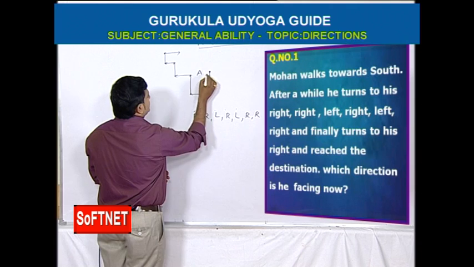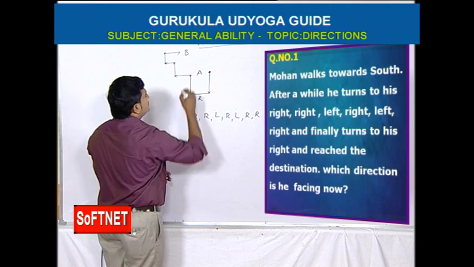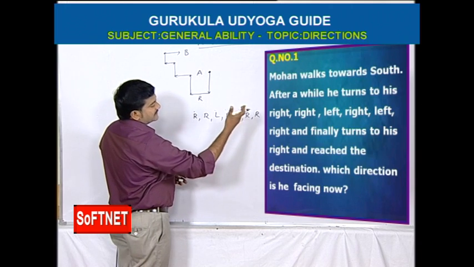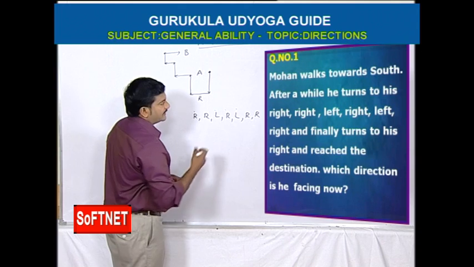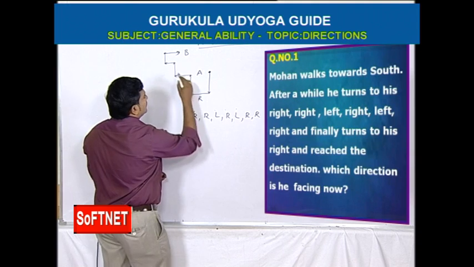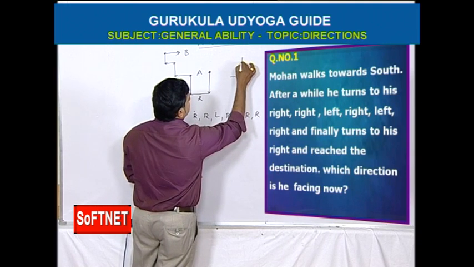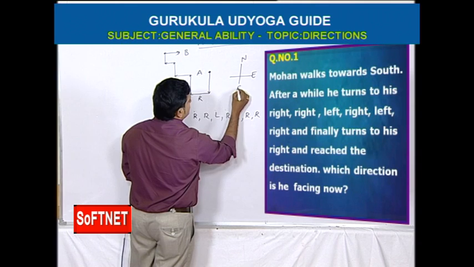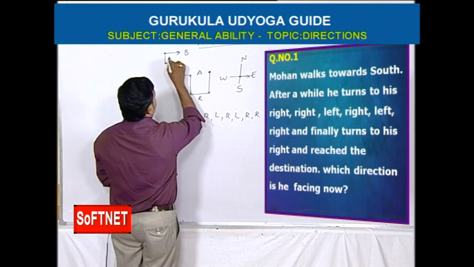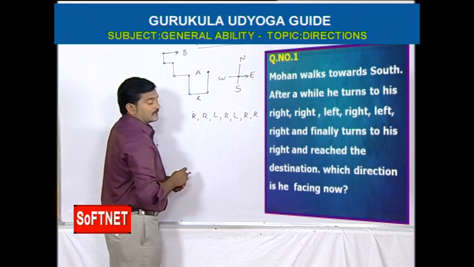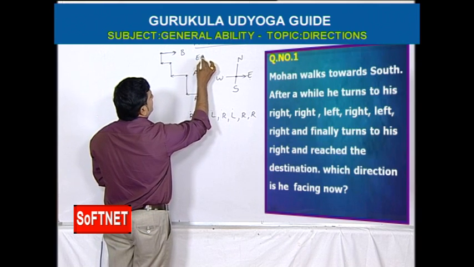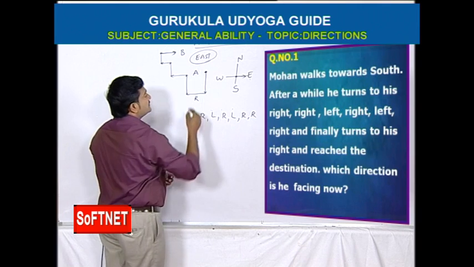Now let's say the initial point is A and the final point is B. The question is, in which direction is he facing now? What does it mean? Now he is walking towards this direction. We know already there are 4 main directions, that is north, east, south and west. For example, the person is here, and he is walking in this direction. According to the given question, that is the east direction. Hence the answer for the given question is the east direction.